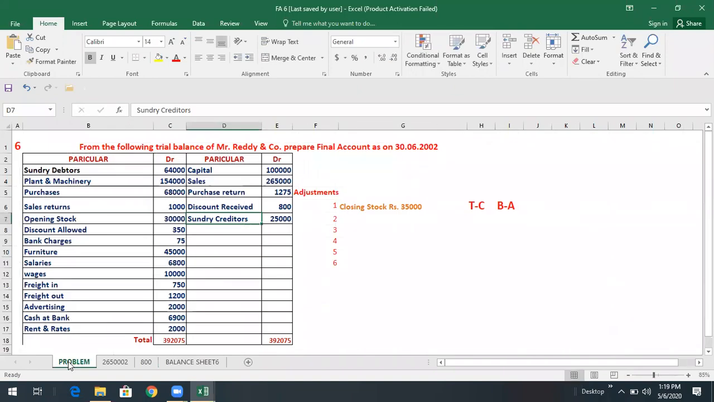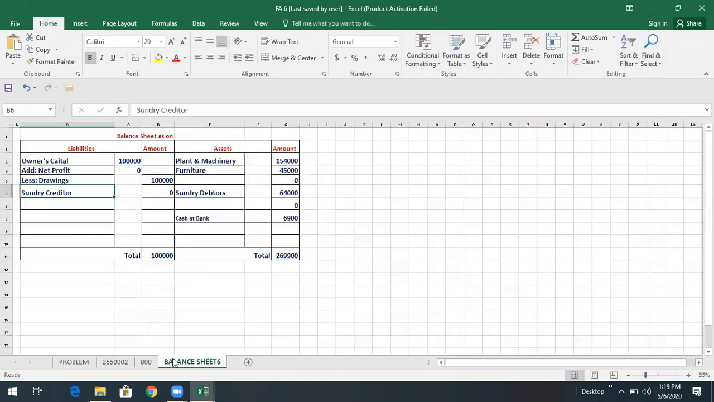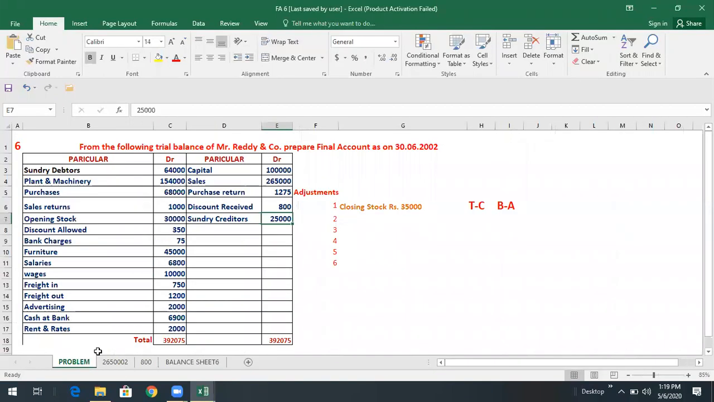What is the value of sundry creditor? The sundry creditor value is 25,000 rupees, so I am entering 25,000 rupees. So this one is completed. Now we have only one adjustment that I'm calling closing stock.